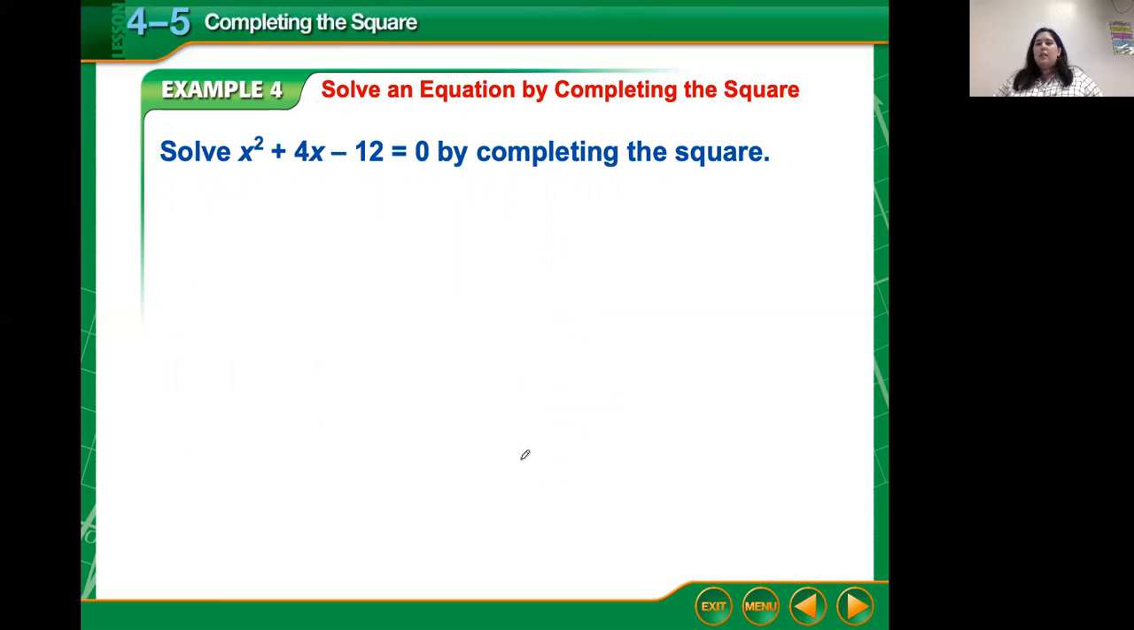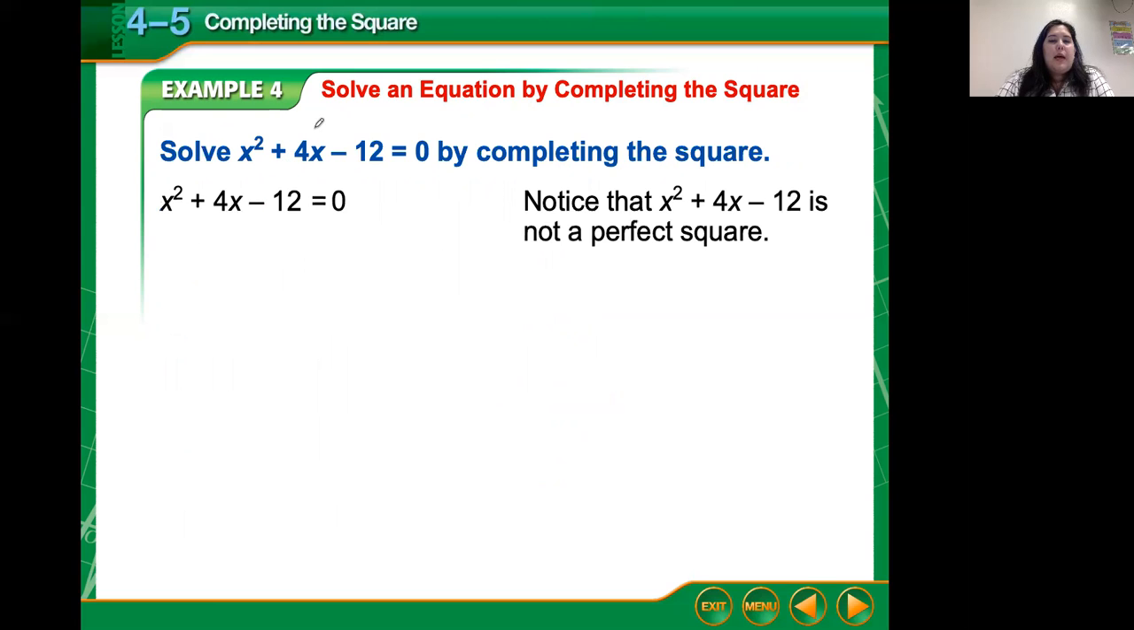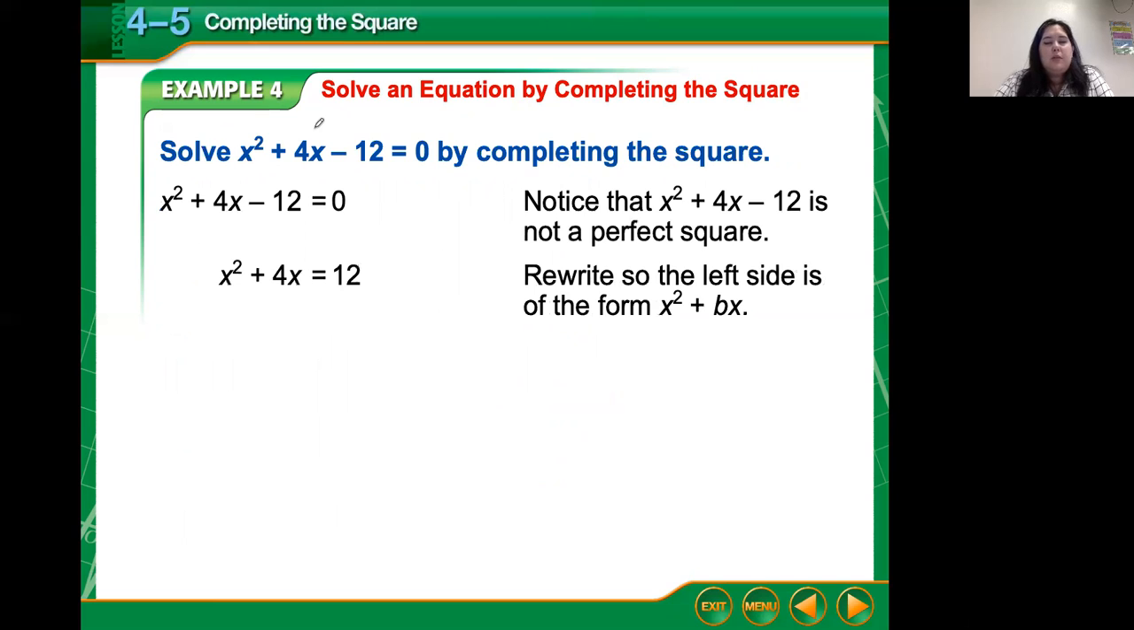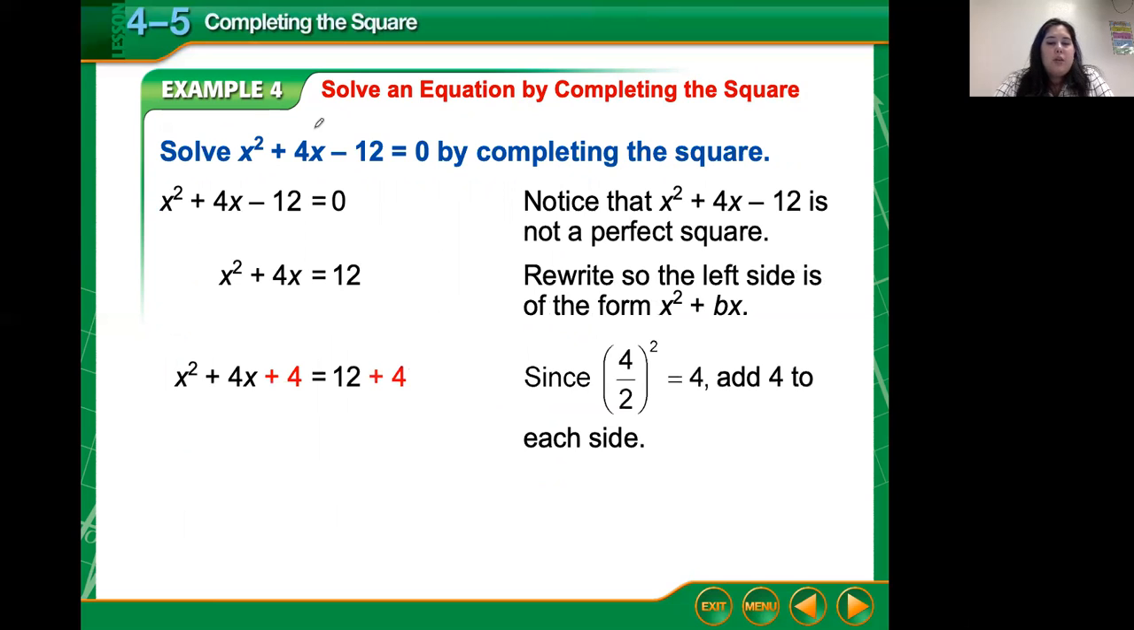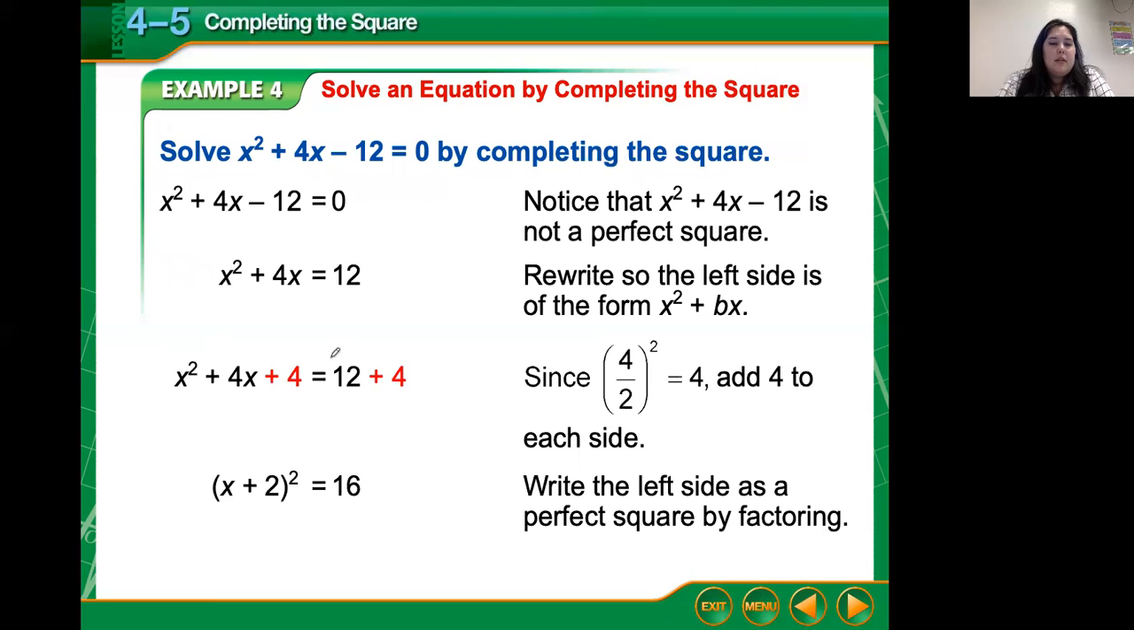All right, let's go ahead and take a look at answering a problem by using completing the square. You would use this when your trinomial is not a perfect square, and we need to go ahead and take care of it. So we're going to go ahead and move the 12 to the other side. We're then going to take half of 4 and square it. So half of 4 is 2, 2 squared is 4. So we're going to add 4 to both sides. And we're going to go ahead and rewrite it as x plus 2 squared equals 16.